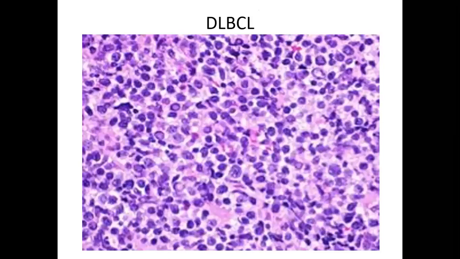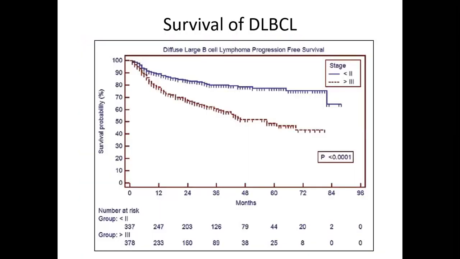This is the photo of lymph node biopsy section with diffuse large B-cell lymphoma. We see that there is infiltration of the lymph node by malignant large size B lymphocytes. And as you see, according to the stage, patients with less than stage 2, like stage 1, do better with the treatment if we compare them with patients with stage 3 and 4.